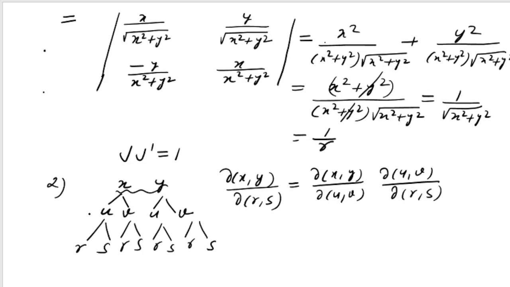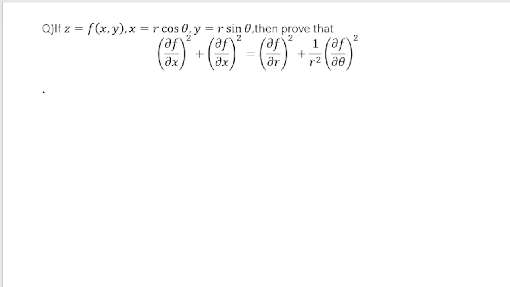Okay, let's solve this problem quickly. This will use the concept of Jacobian of transformation. Here you can see that it is given that z is a function of x and y, and x is a function of r and theta, and y is a function of r and theta, that is, x is equal to r cos theta, y is equal to r sin theta. And we have to prove that del f by del x whole square plus del f by del y, sorry, it should be y.